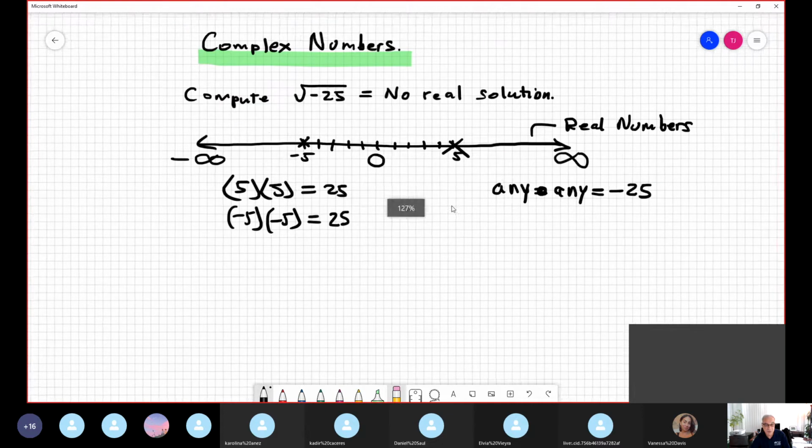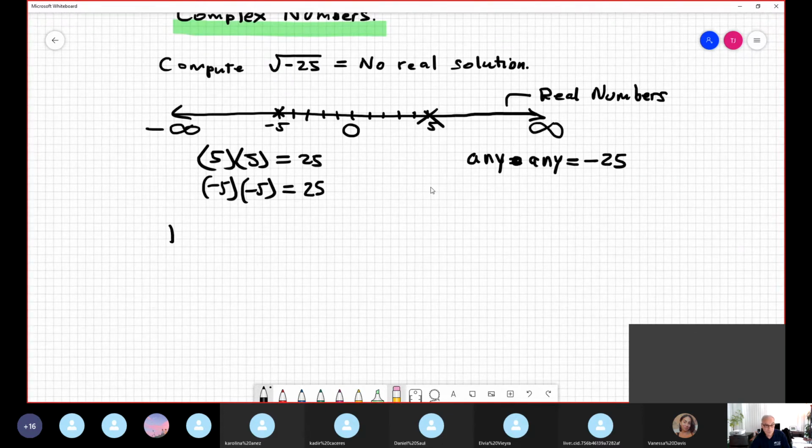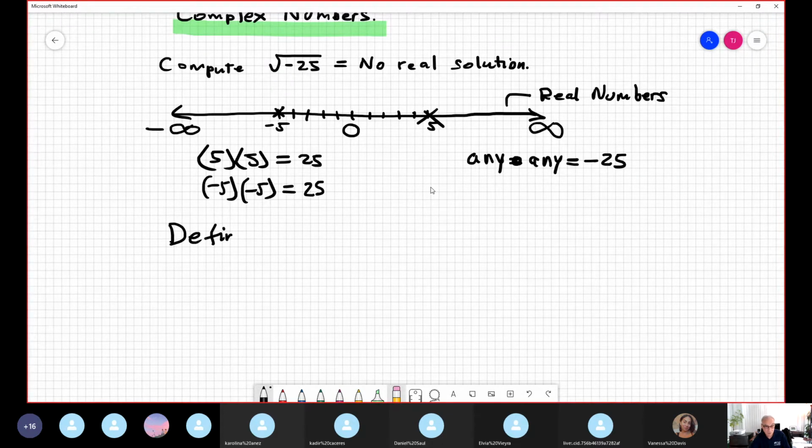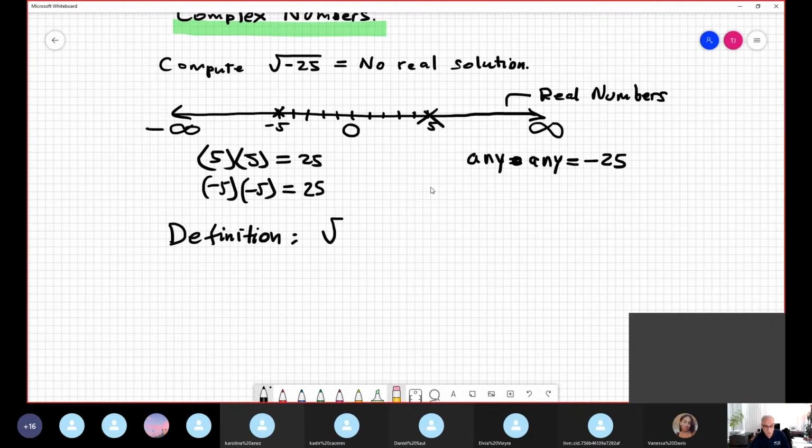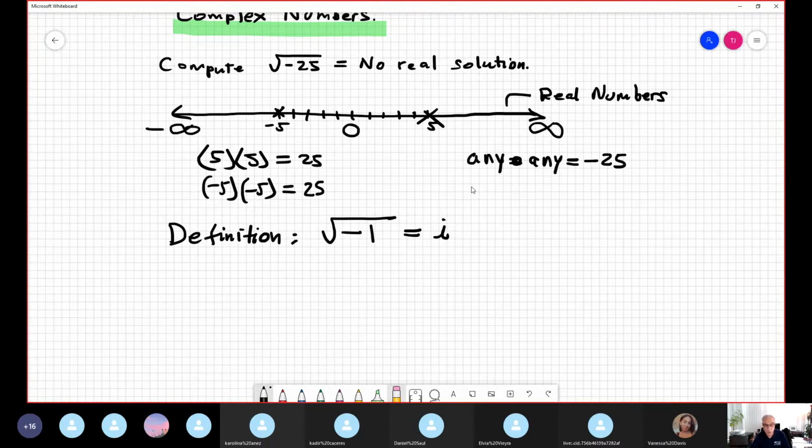create, define by definition, square root of negative 1 is equal to I. This is a symbolic way to call square root of negative 1, instead of writing square root of negative 1 anytime. No, you put I. Everyone in the world understands that I.